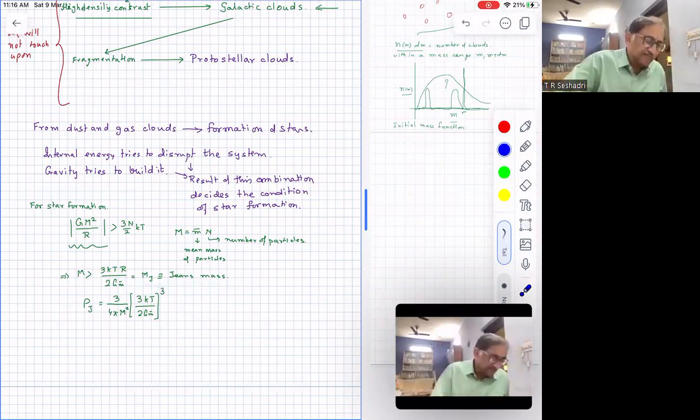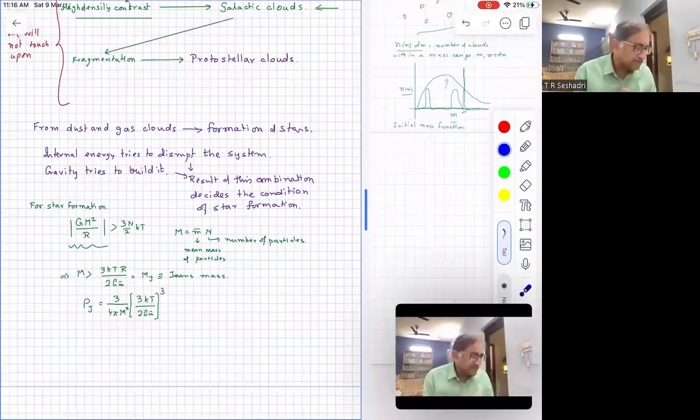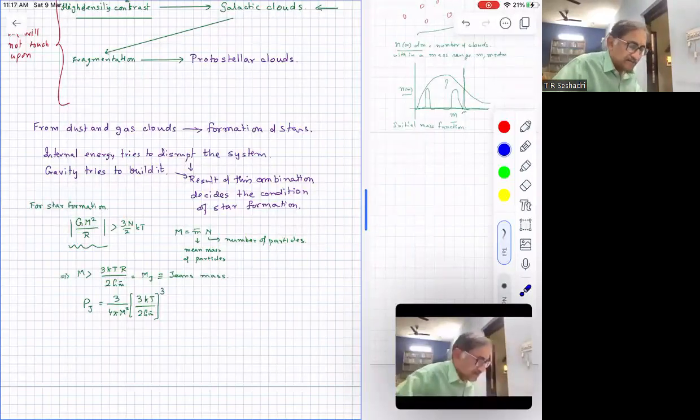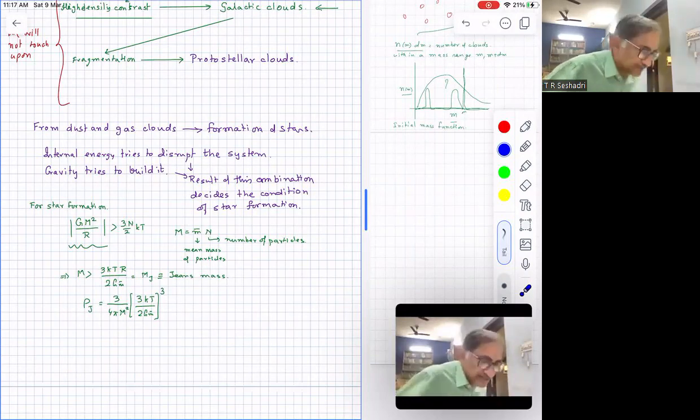It means that if my cloudlet has a mass greater than this Jeans mass. Now, what does the Jeans mass depend on? The Jeans mass depends on temperature, mass of the particle, and the radius in which the particles are spread. For example, if the particles are spread in a large radius, then the gravitational field is not very strong, and this inequality may not be satisfied. This side may be large. Similarly, if the temperature is very large, the internal energy will be very large, and it may require a much larger mass to produce sufficient gravitational energy to overcome the thermal energy. So if T is large, again this will be large.